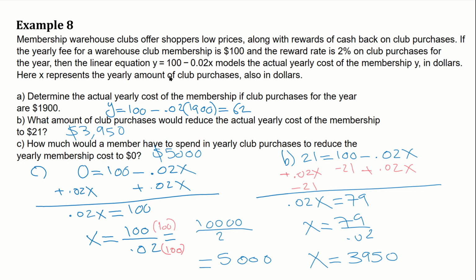You just have to be clear about what Y stands for and what X stands for. So the key here is that X is the amount you're spending at the store, and Y is the actual membership price that you'll be paying. So once you get those two clear and know what should go where in each step, then you should be fine.